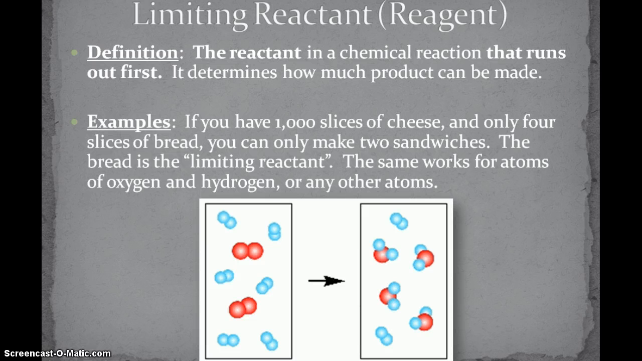The same works for atoms of oxygen and hydrogen or any other atoms. So down here, you'll see that there are way more blue atoms than red atoms. So the red atoms are going to run out before the blue ones. The red atoms are the limiting reactant.